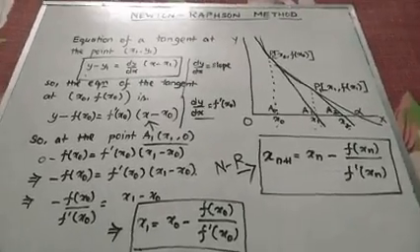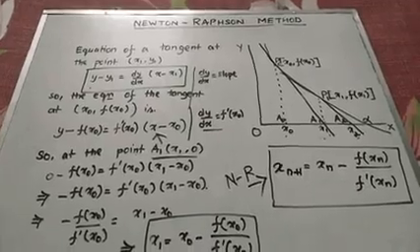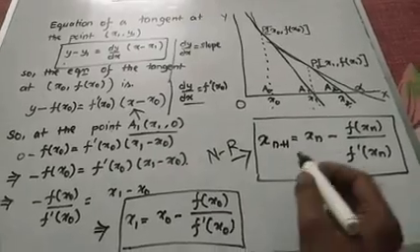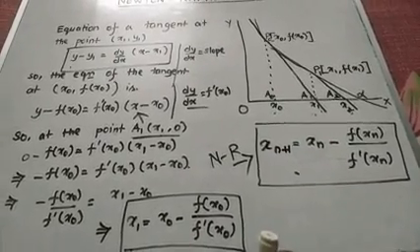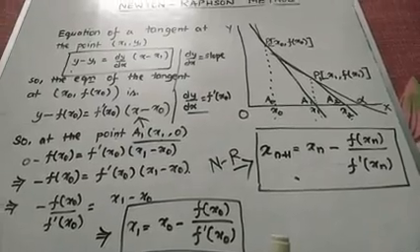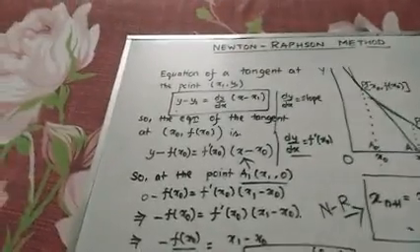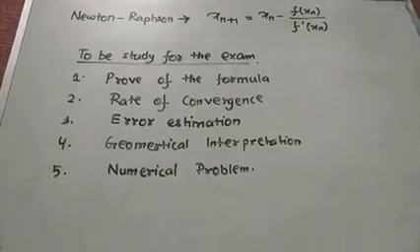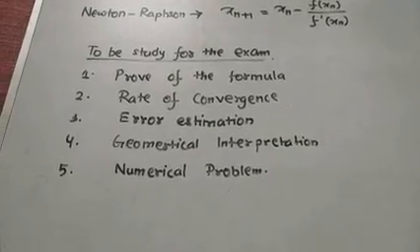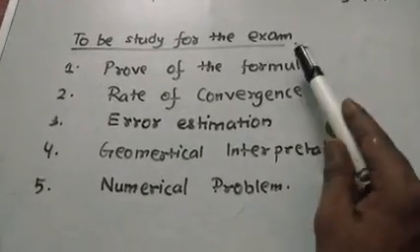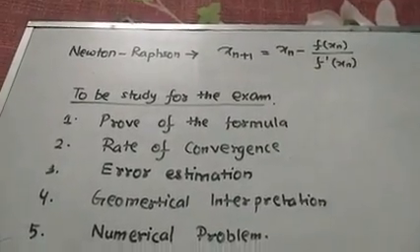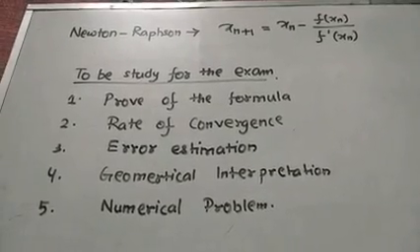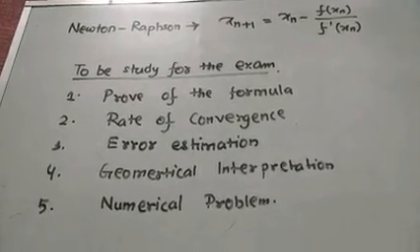And now, what questions come from this topic? First of all, number 1, the proof of the formula. Number 2, rate of convergence. Number 3, I'm just writing what comes for the exam. So what you have to study for the exams, let us come to the main thing. First, the proof of this particular formula. Number 2, the rate of convergence, that is, the Newton-Raphson method converges quadratically. You have to prepare for that question.